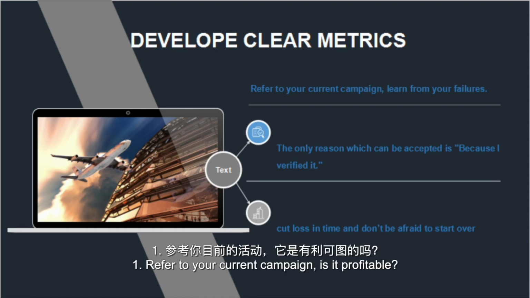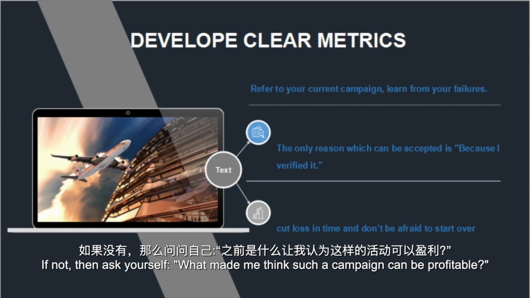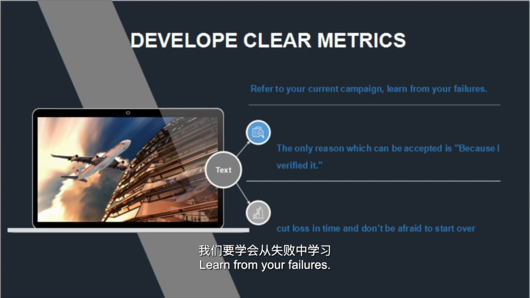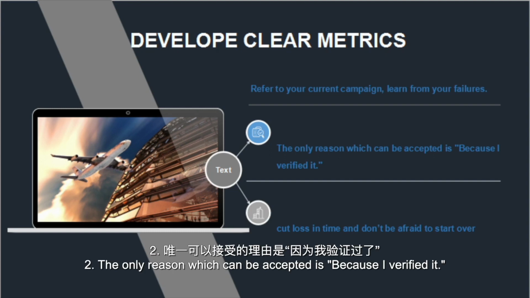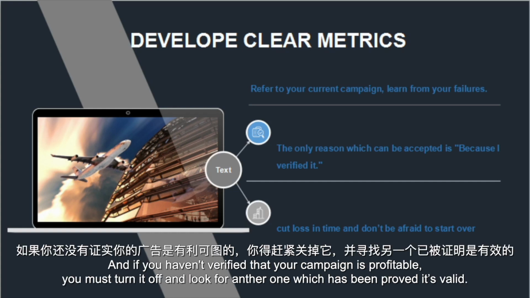First, refer to a current campaign. Is it profitable? If not, then ask yourself, what made me think such a campaign can be profitable? Learn from your failures. Second, the only acceptable reason is that I verified it. If you haven't verified that your campaign is profitable, you must turn it off and look for another one which has been proved valid.